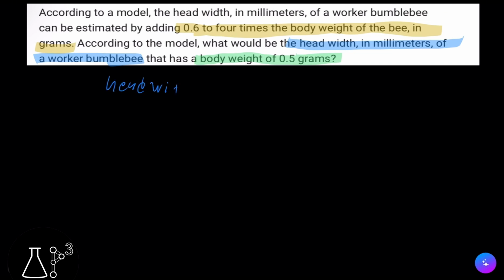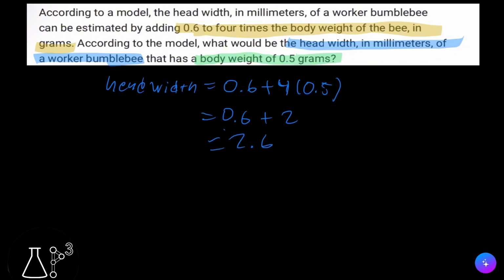So the head width, well, I can't even spell it today. The head width equals, in this case, let me erase this really quickly, head width equals 0.6 added to 4 times the body weight. Well, the body weight is 0.5. So I do 0.6 plus 4 multiplied by 0.5, and this will give me the width of the bumblebee's head, which equals 0.6 plus 4 times 0.5 equals 2, and 0.6 plus 2 equals 2.6, and this is the width of the working bumblebee's head.